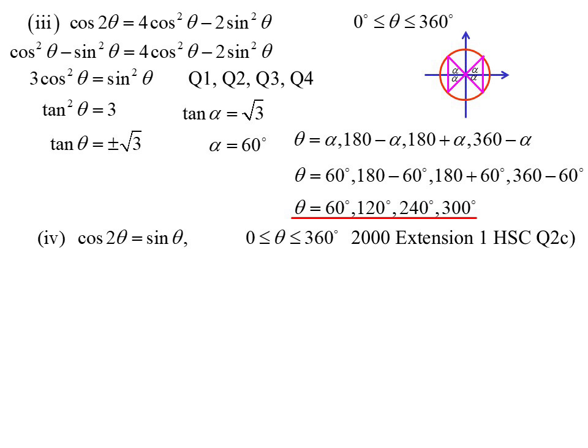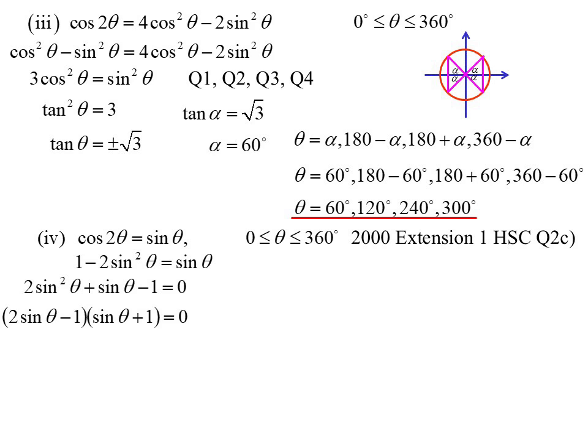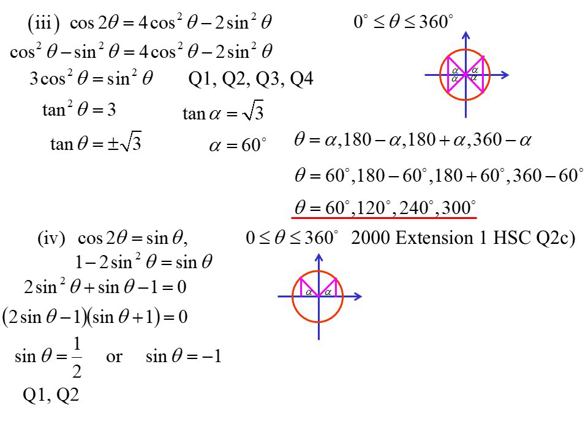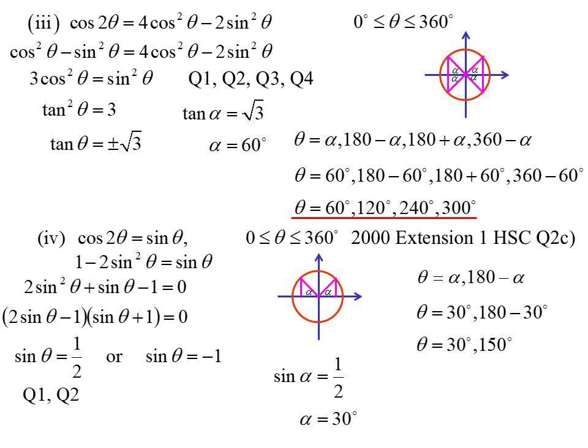Alright, let's look at some that have appeared over the years. So back in 2000, cos 2 theta, yet again cos 2 theta, is equal to sine theta. So this time it makes sense to change the cos 2 theta to 1 minus 2 sine squared. I've got a quadratic, factorise it, 2 possibilities. So the first one, sine theta is a half, first or second quadrant, acute angle is 30 degrees. Let's put it into the quadrants. Sine theta equals -1 is a boundary angle. So I know that's 270 degrees if I think of my graph. So I only have 3 answers for this one.